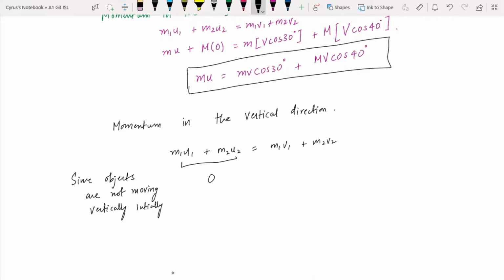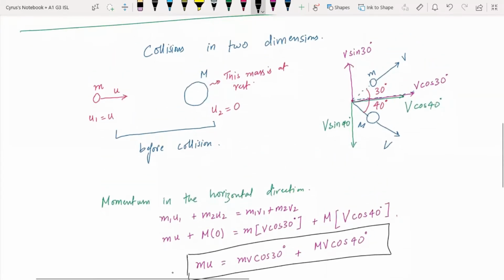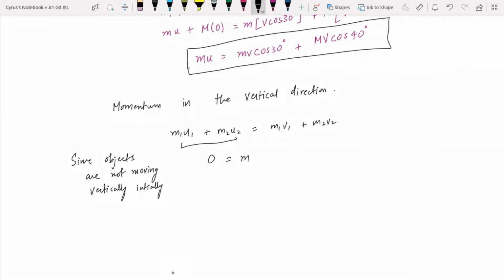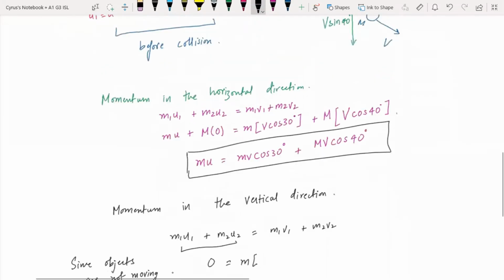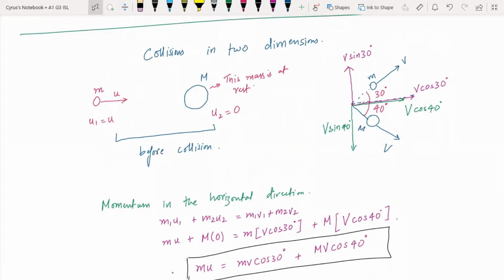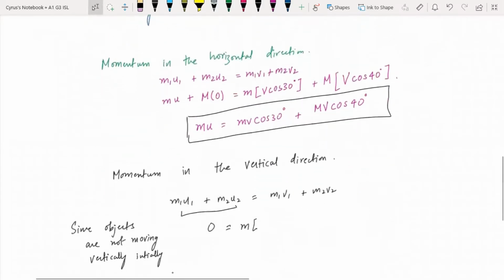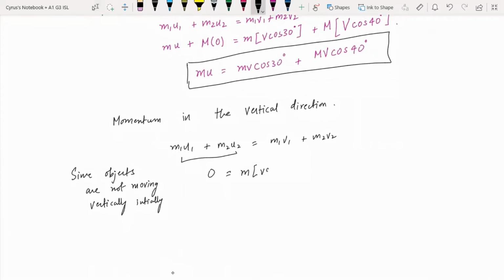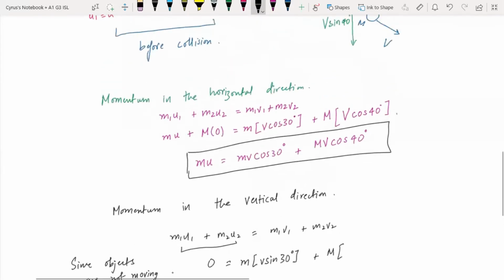Vertical तो motion ही नहीं हो रहा. ठीक है. अच्छा, उसके बाद जो ये m1 v1 है, ये आपके पास क्या बनेगा? This is m. What is v1 here? V sine 30. Very good. This is v sine of 30. And m2 is capital M. What would be v2?